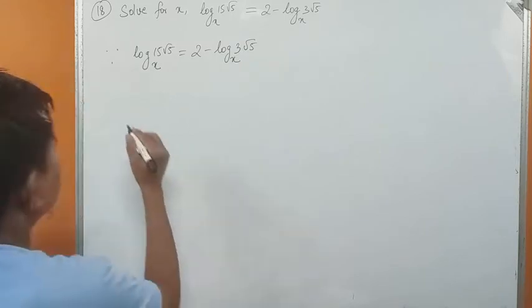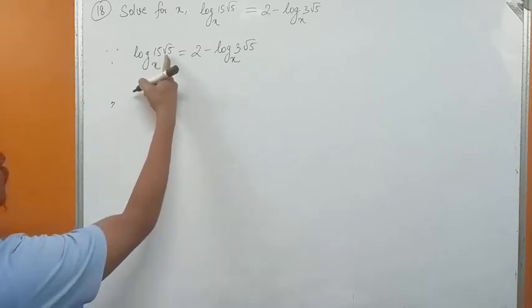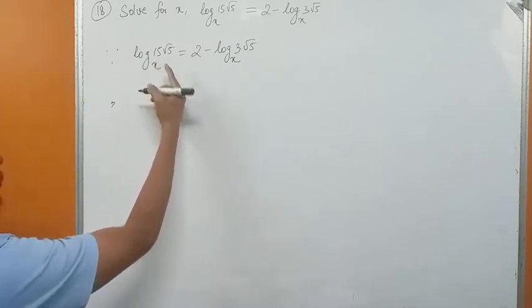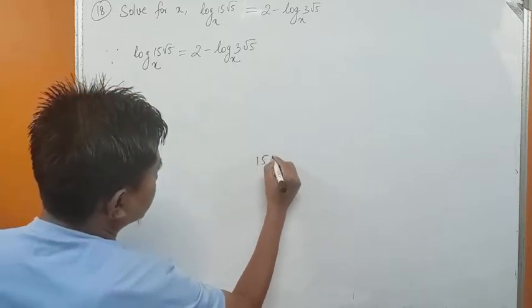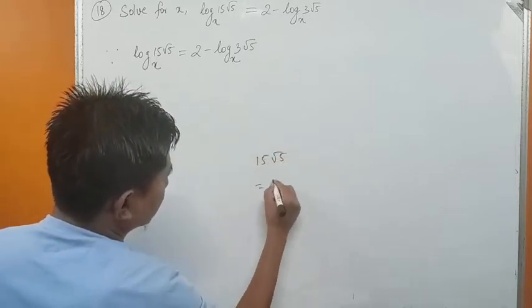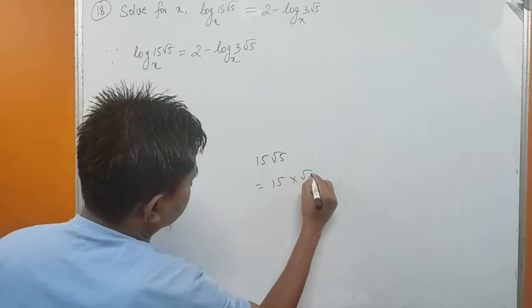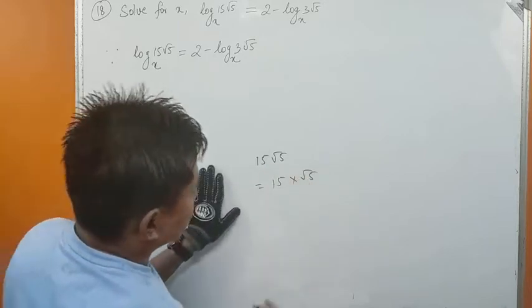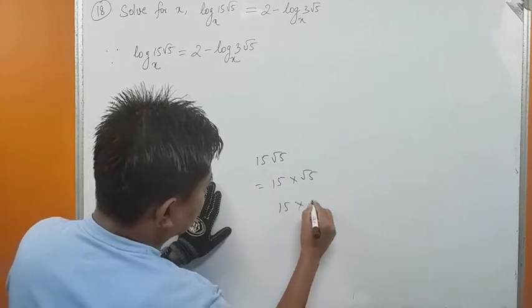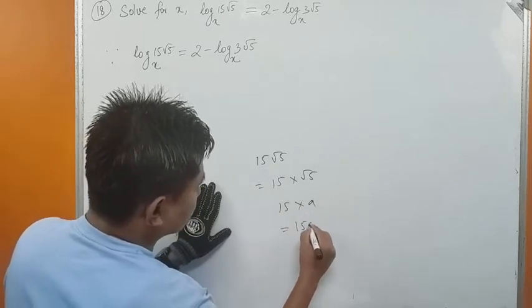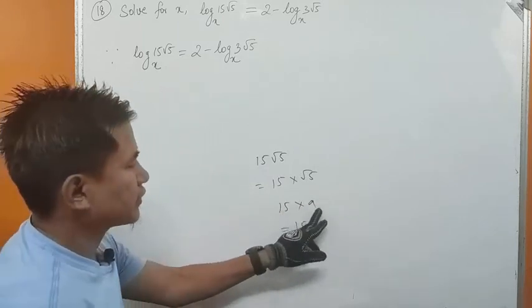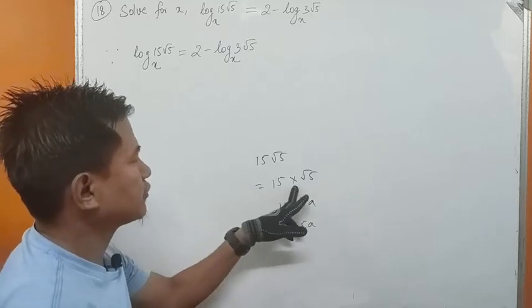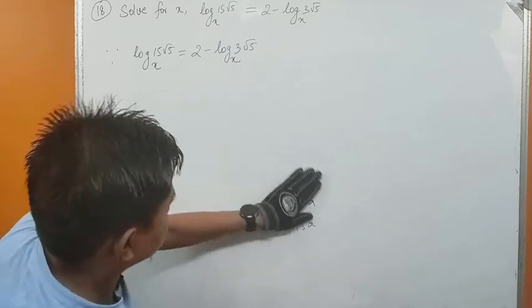So this is 15 into root 5, isn't it? 15 root 5 means 15 into root 5. 15 into root 5 gives us 15 root 5. 15 into a gives us 15a. In the similar way, 15 into root 5 is 15 root 5.